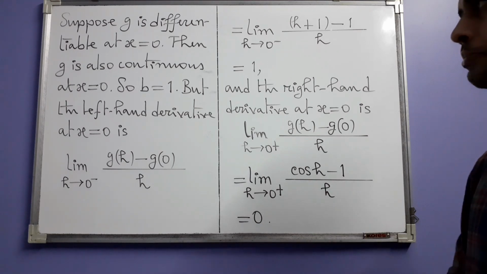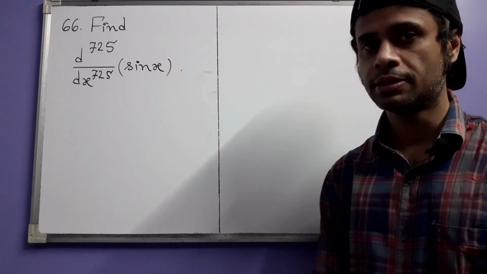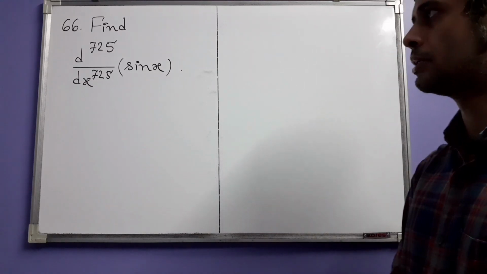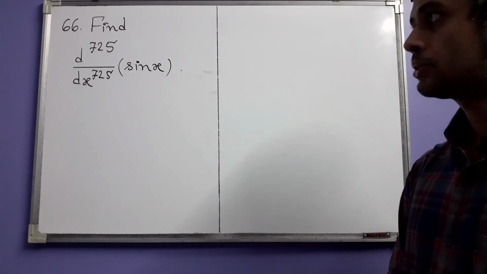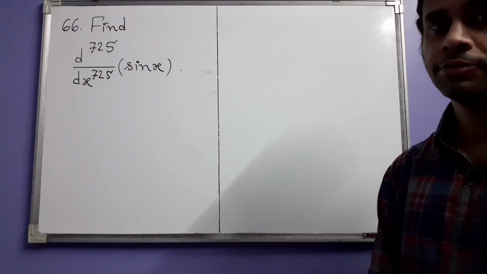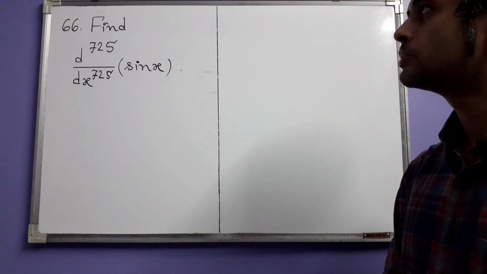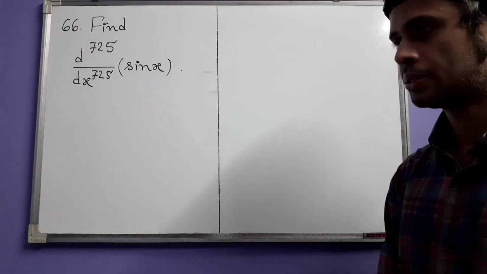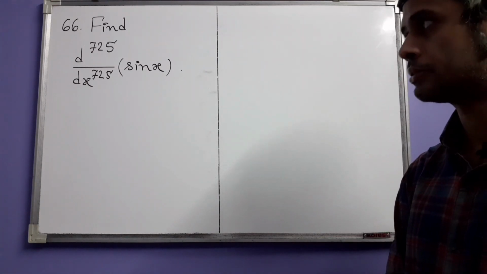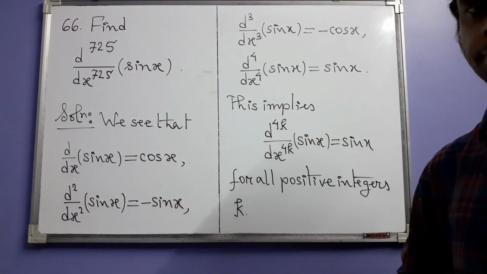Let's see another one. Next we have this number 66, a very interesting one. We have to calculate the 725th derivative of sin x. Suddenly it seems impossible, but there is a pattern. Let's see. And the pattern is this.